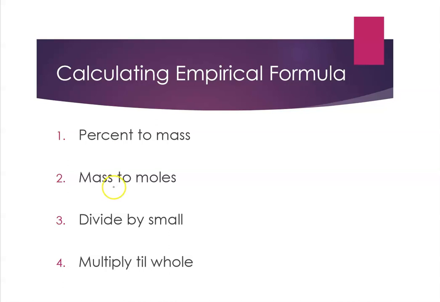To turn mass into moles, we divide by the molar mass of our element to get to moles, and then once we're at moles, we need a whole number ratio, so we divide by the smallest value. If that doesn't give us whole numbers, then we look at what decimal we have, and then we either multiply by 2, 3, or 4, depending upon what that decimal is. Okay, so let's get started.